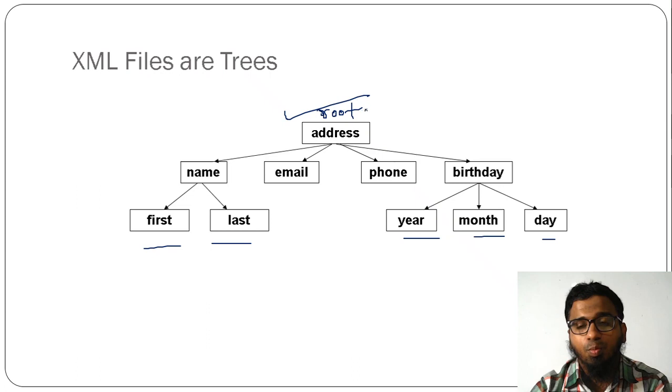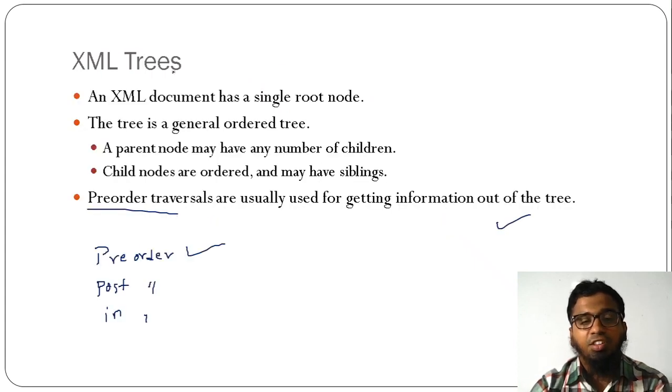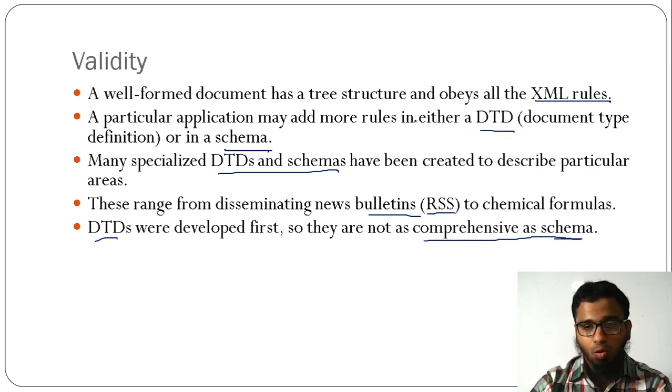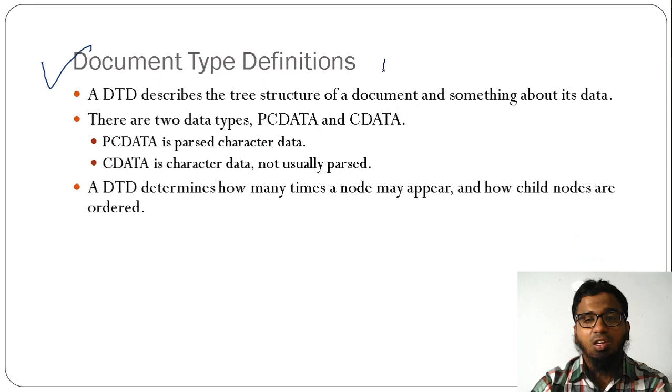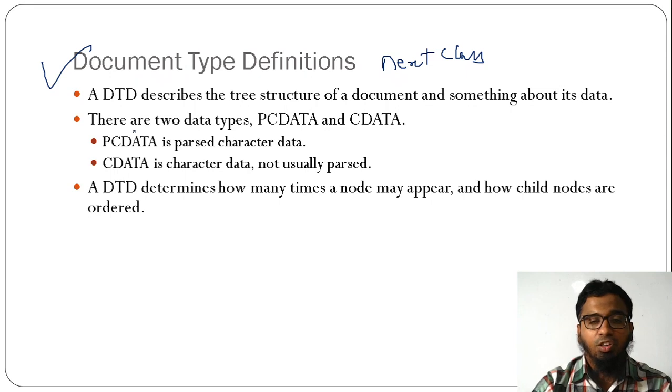The root node is the base node, it has many children, and children can also have siblings. An XML tree will follow the pre-order, and a parent node may have any number of children, and child nodes are ordered and have siblings, as I told you. Validation, DTD and schema are very important in XML. We will see them in the coming classes. So in the next class we will see the DTD, document type definition. Okay, thank you.